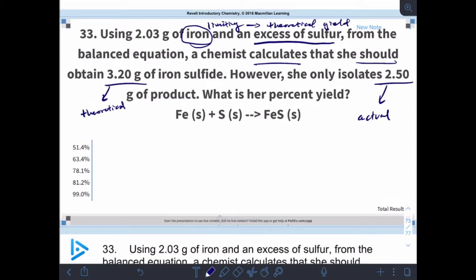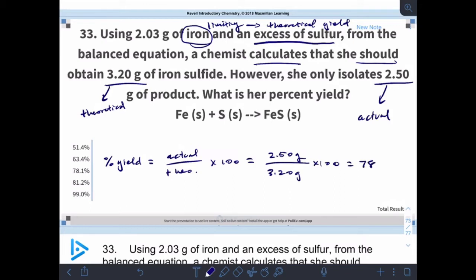So percent yield equals actual over theoretical times 100. Our actual yield was 2.5 grams. Our theoretical was 3.2 grams, times 100. So we should get a calculation of 78.1% yield.